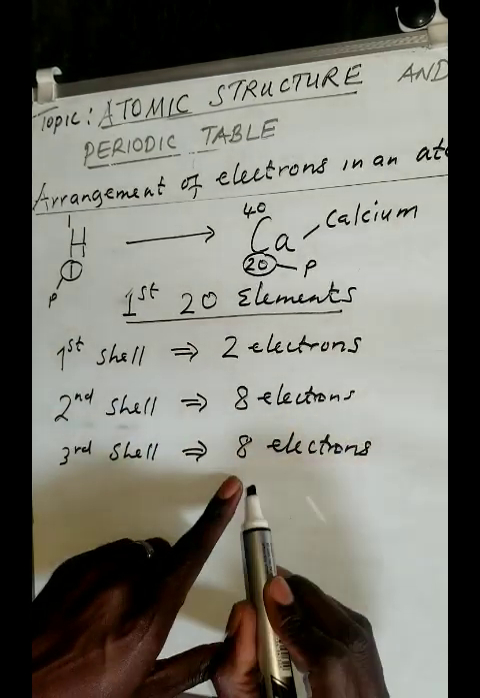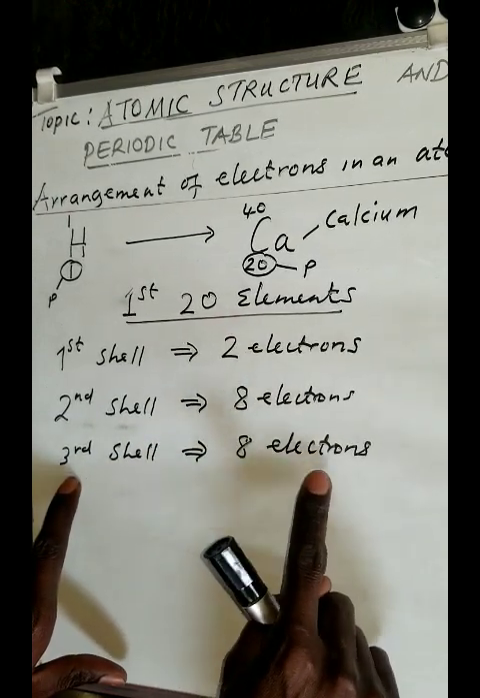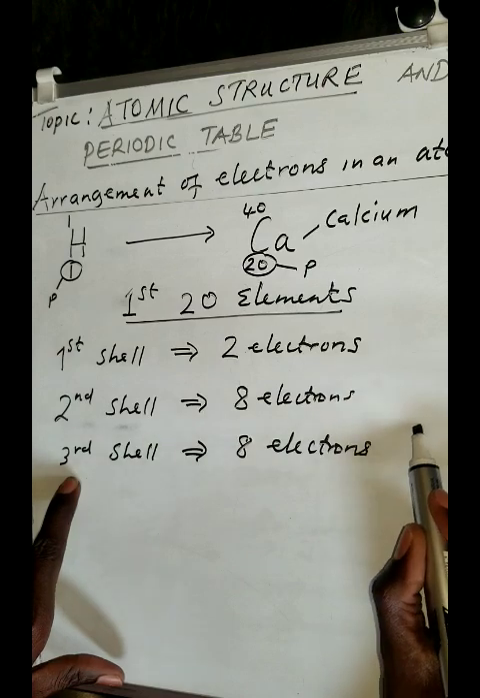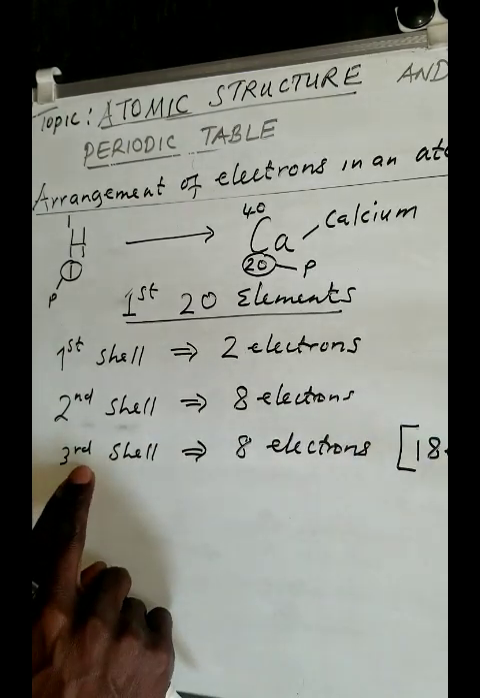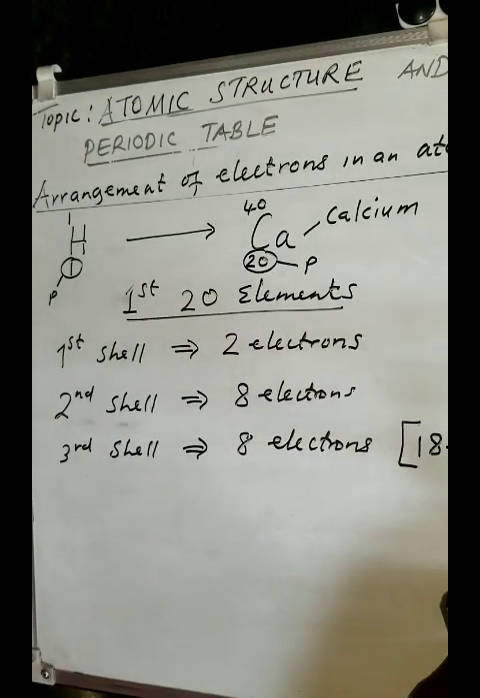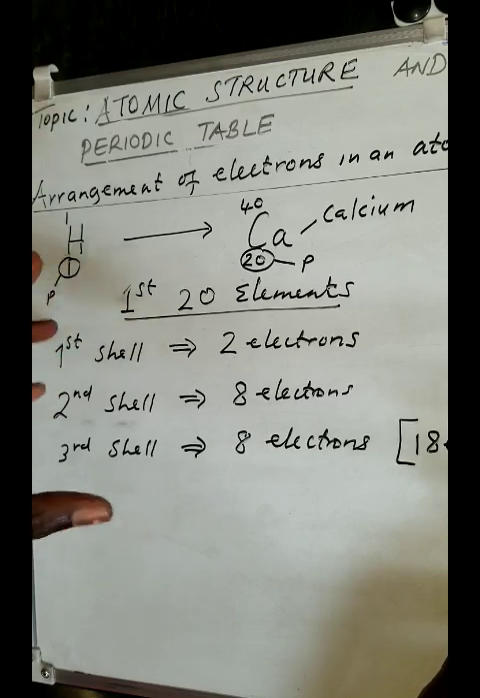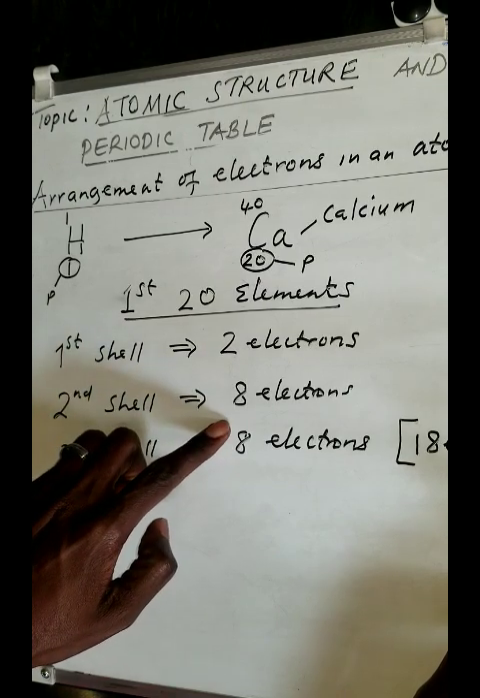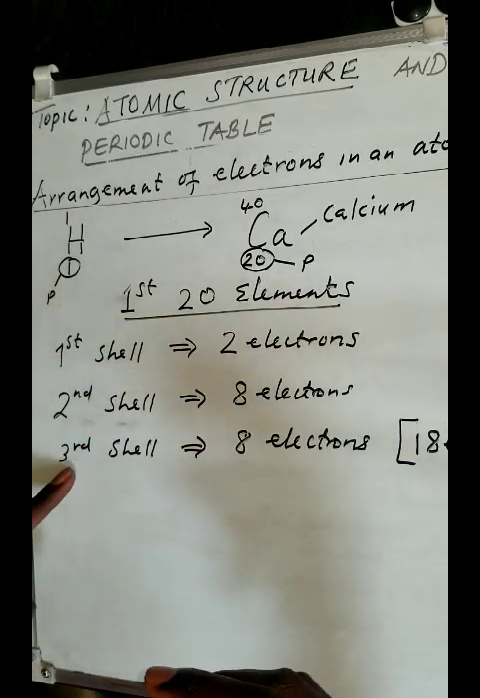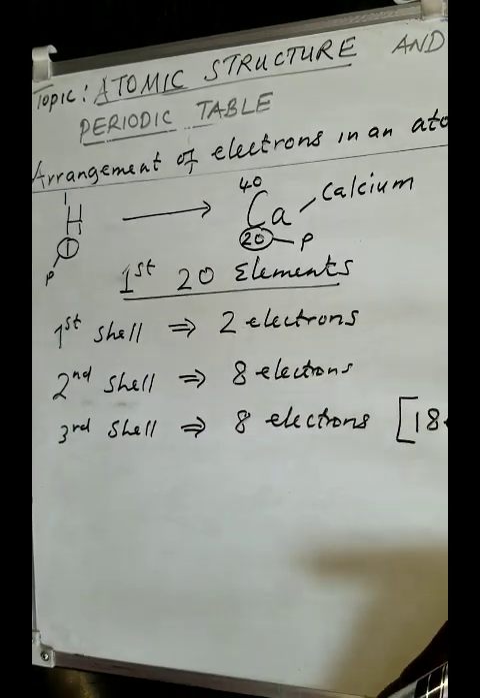But I'm not saying that this is the maximum in the third shell. The maximum that can be filled up is actually 18 electrons. That's the maximum that can go in the third shell. But I'm simply saying that, for the first 20 elements of the periodic table, if you have enough electrons, you can put 2 in the first shell, 8 in the second shell, and if you still have more, the third shell, the outermost shell, can also have 8 electrons.